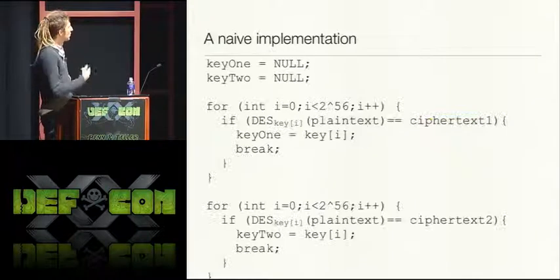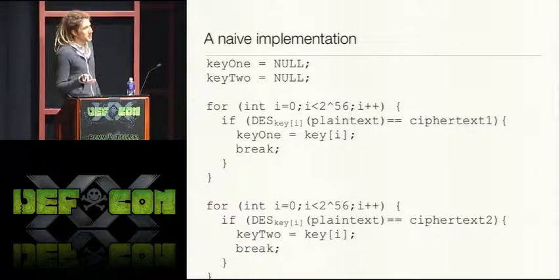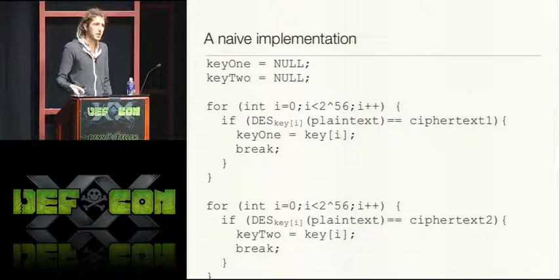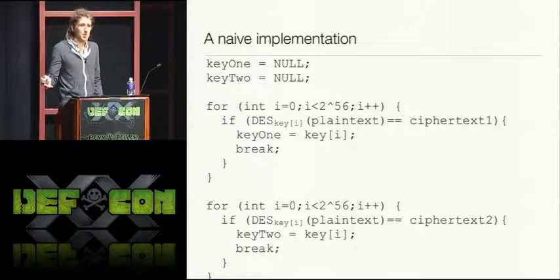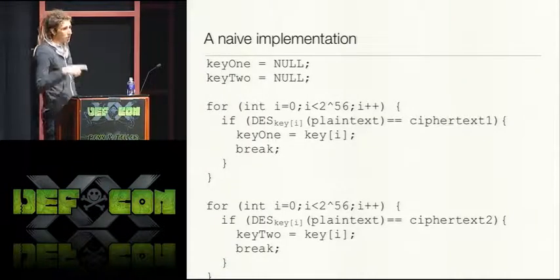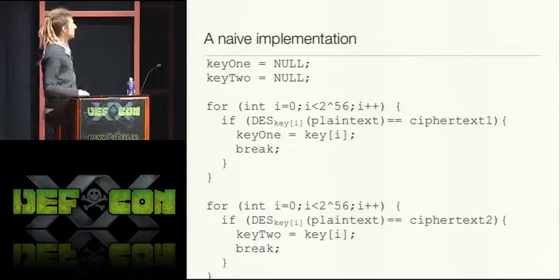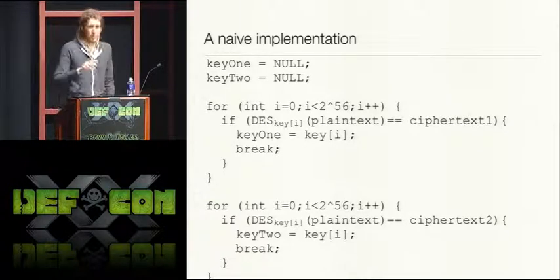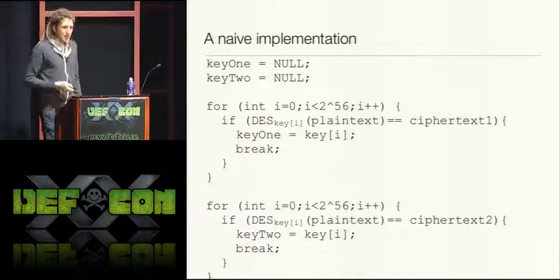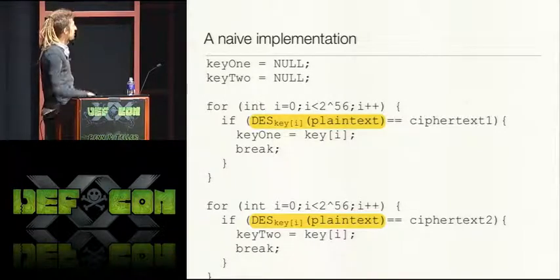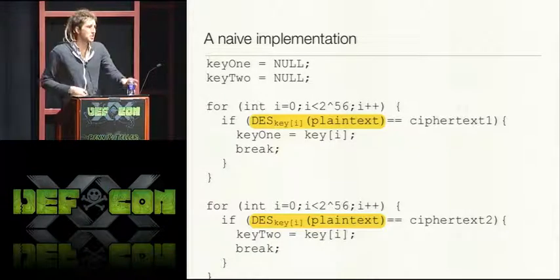So if you think about how you would implement a naive sort of brute force attack, what you would do is you would iterate through the entire key space, and for every key in the key space, you would do a DES encryption of your known plain text, and you would see if it matches your first known ciphertext. And if it does, then you found the first key. Then you would start over again and iterate through the entire key space again, and for each key in the key space, do a DES encryption of your known plain text, and see if it matches your second known ciphertext. Now, the expensive part of this whole brute force operation is these DES operations. That's what costs something and makes iterating through the key space expensive.